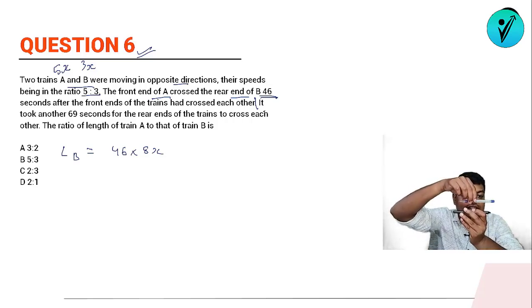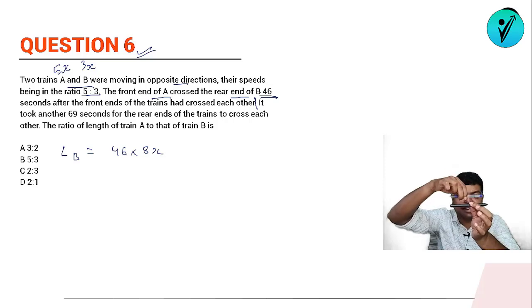Next, what it says is that it takes another 69 seconds. So let's consider that this train is stationary. For the time being, let's consider that this train is stationary. This is your train A and this is your train B. Okay, currently the position is this. Now if your front end is now coming like this, what is the distance that has been traveled?